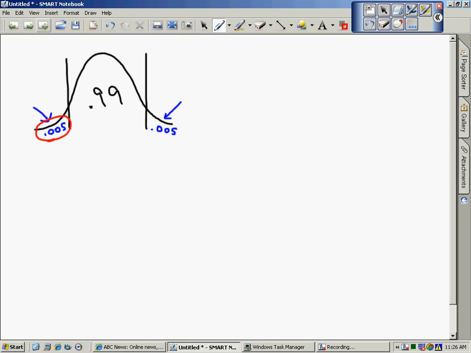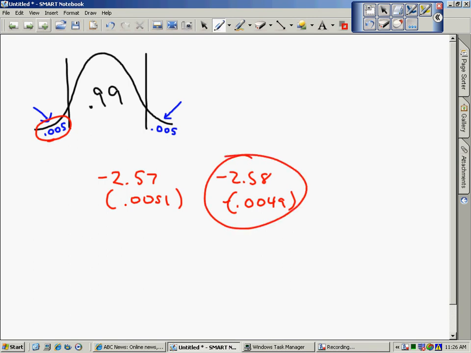You notice that the number falls between negative 2.57, which went with 0.0051, and negative 2.58, which was 0.0049. At this point, it doesn't matter which one you pick. I'm going to use this one. If there's a closer one, you'll go with that.